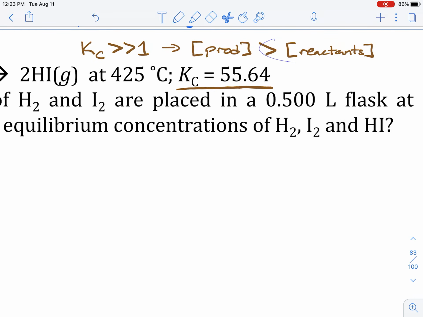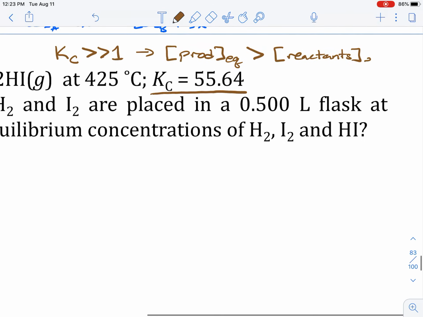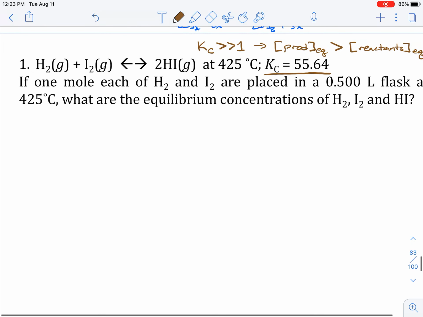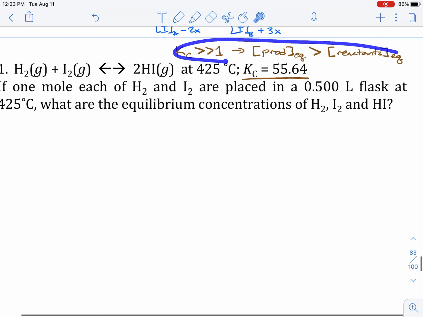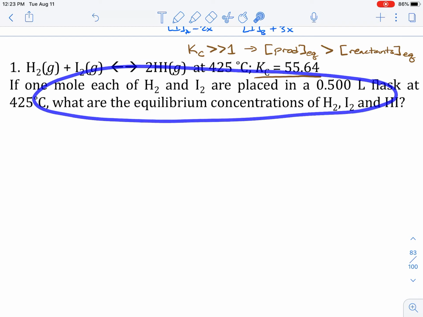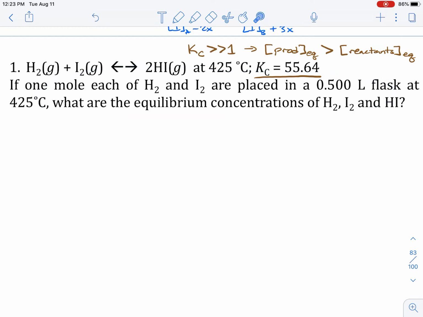So let me move this over to the right just real quick. And so we're going to go ahead and prove this concept mathematically. So let's go ahead and continue. And so if you have 1 mole of hydrogen gas and iodine gas, and it's placed in a 0.5 liter flask at this same temperature, the question is asking us what the equilibrium concentrations of these substances are.